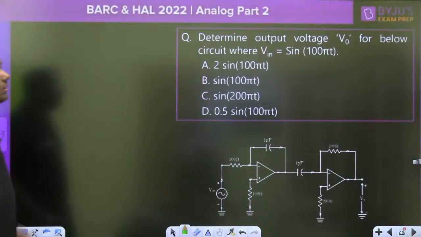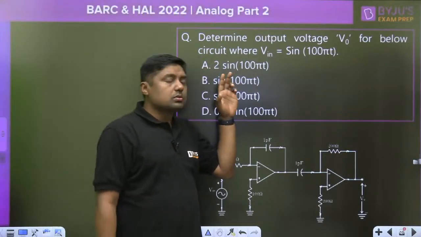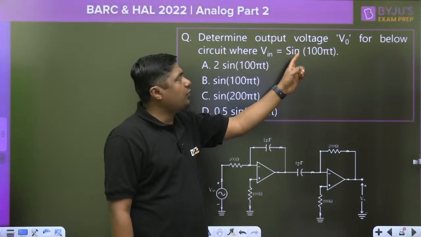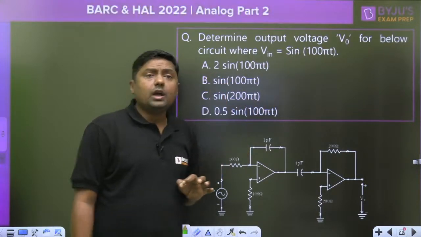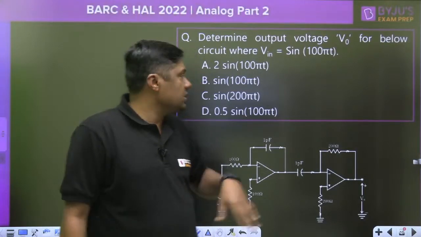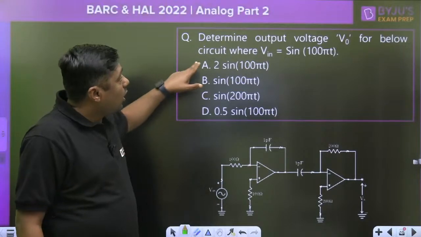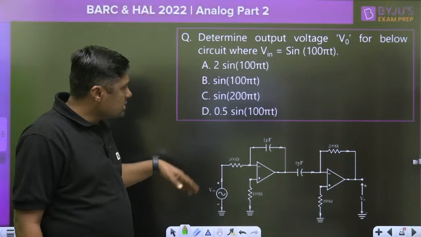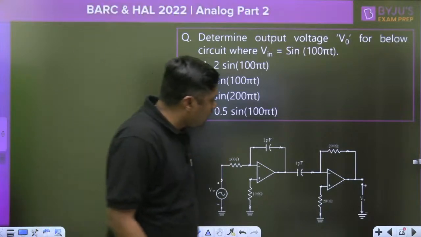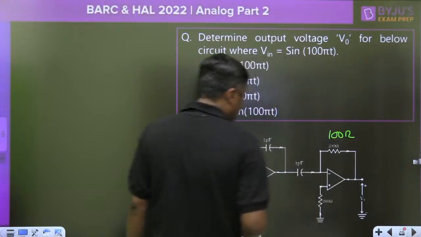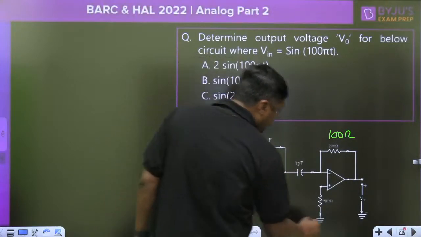Now next one, determine the output voltage V naught for the below circuit where Vin is equal to sine of 100 pi t. We are giving the input sine of 100 pi t. So what is the output voltage? This is given as 100 ohm. This is the 1 picofarad. This is again 100 ohm, 1 picofarad. Right, this is the 100 ohm, that is the 100 ohm.